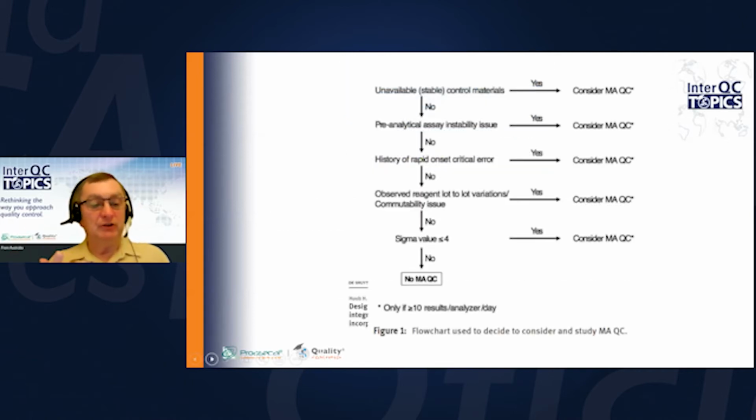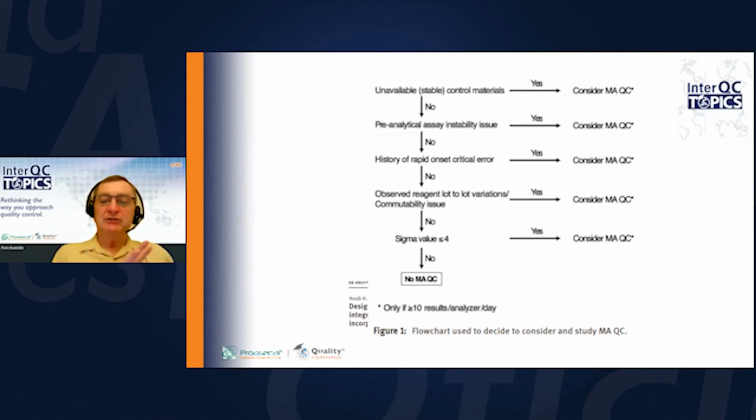So this is a nice graph from Hoob, and it just tells you when you should consider using patient-based real-time QC. One, if there's unstable or no stable material available, and that still occurs with some assays. There is just no QC available. If there's instability because of pre-analytical issues, some assays we know that the results are not stable. The QC material is not stable, maybe bicarb.